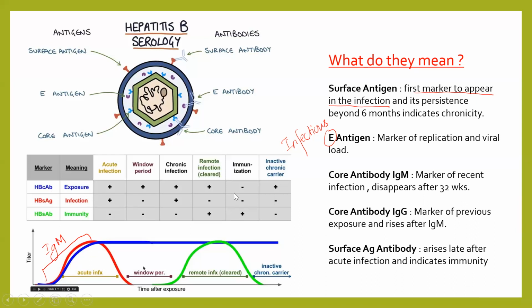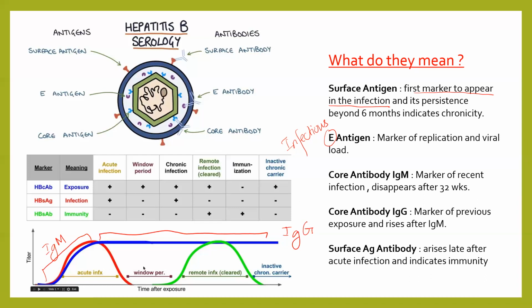Next we have IgG. This most likely is IgG. So basically, IgG is an antibody which is responsible for maintaining the protection against this virus, and it rises after IgM. Next we have the surface antigen antibody.